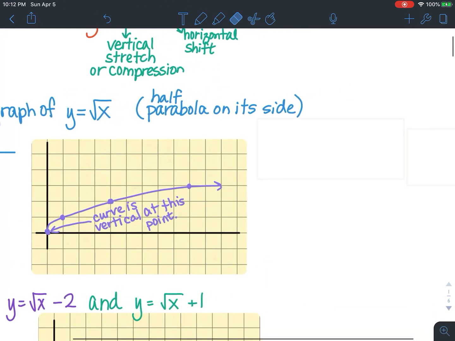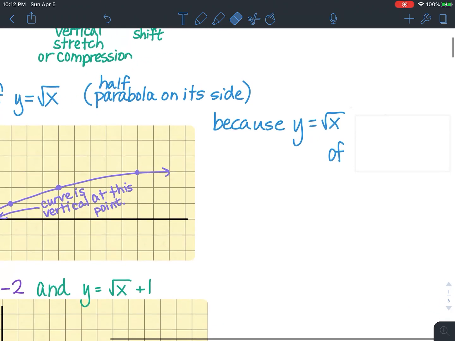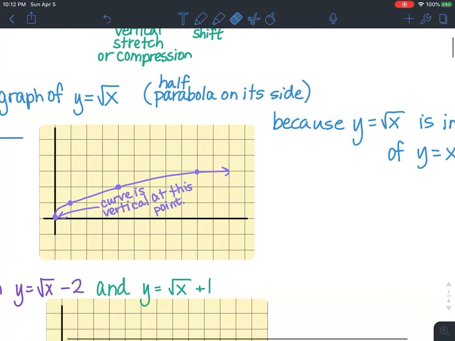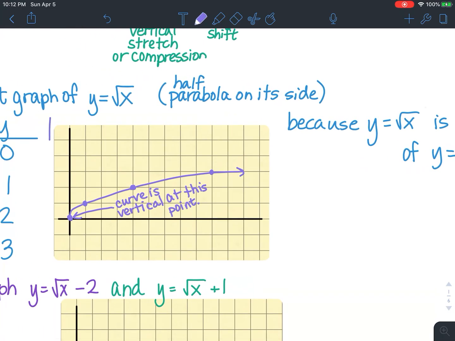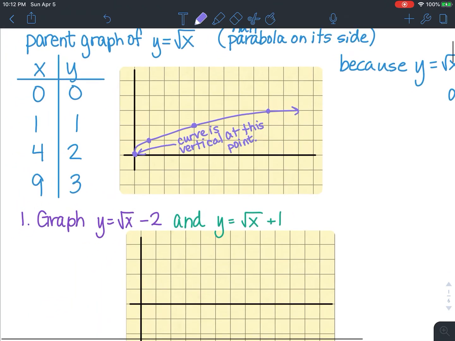Let's think about why this might be. What did we learn in the last section? We learned about inverses, right? So why is it half a parabola on its side? Because y equals the square root of x is the inverse of x squared. So a parabola that would normally look like this is flipped on its side, except that we don't have the negative part of the parabola. Hence why I put this part, if x is greater than or equal to 0.